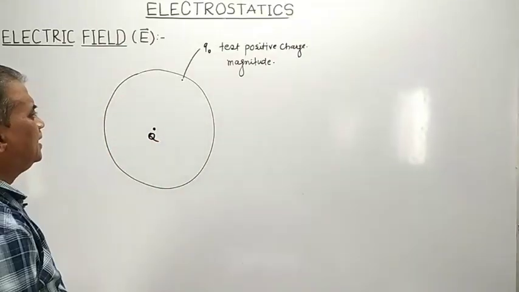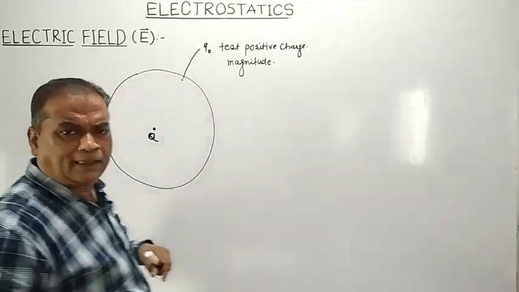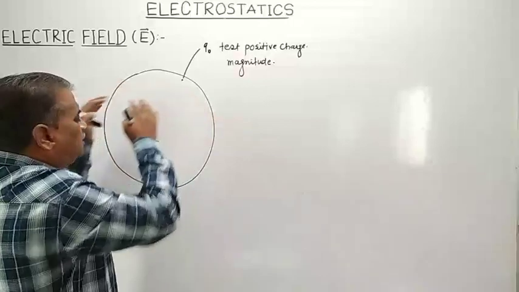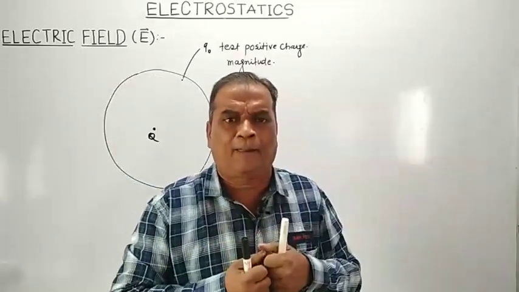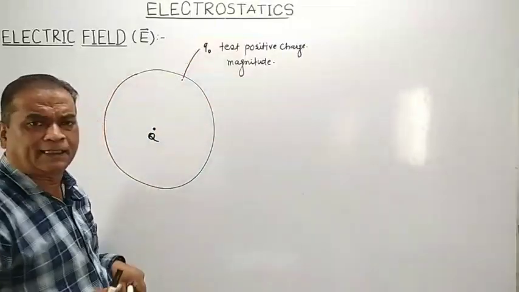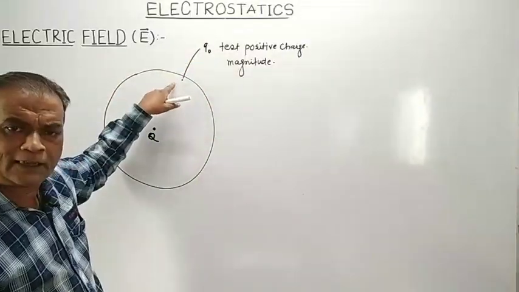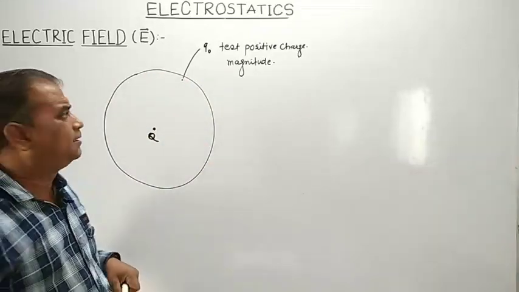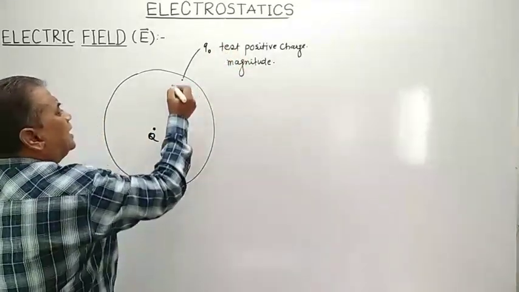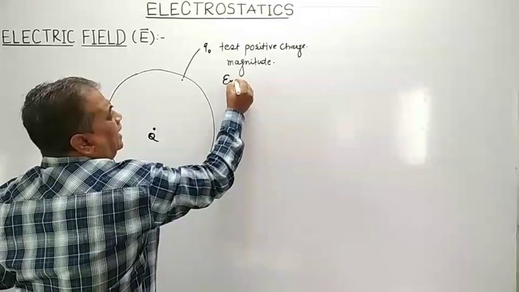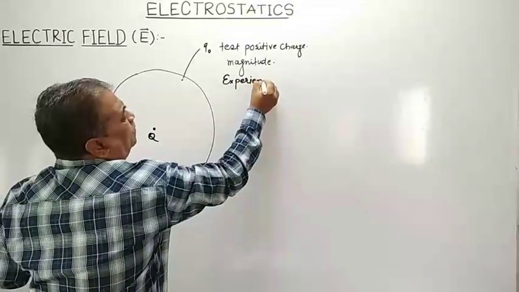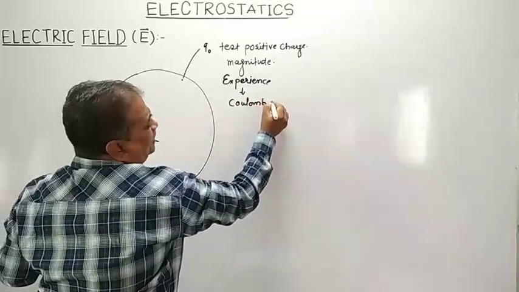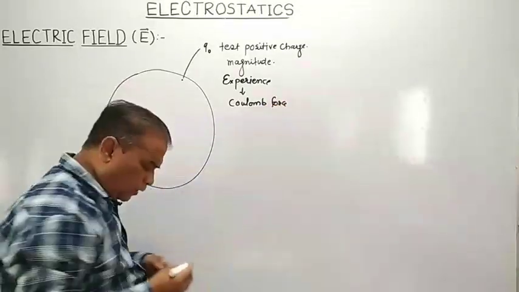So remember that when a charge is kept at some point in an isotropic homogeneous medium, then surrounding that given charge there is a spherical region which gets modified. And in such a modified spherical region, when a test positive charge is brought, that test charge will experience what? A Coulomb force.